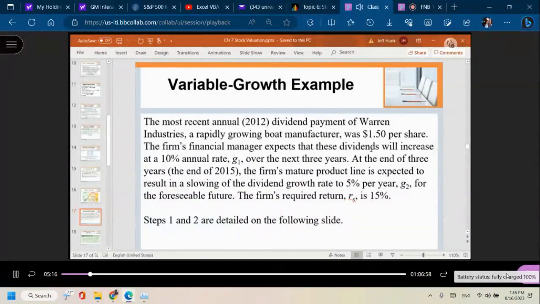The firm's financial manager expects that the dividends will increase at a 10% annual rate, G1. That wasn't G1 in the original verbiage. I put it there to distinguish between fast growth and slow. So dividends will grow at a 10% annual rate over the next 3 years. So the next 3 years will be the fast growth phase. At the end of 3 years, the firm's mature product line, mature means the growth will slow down, is expected to result in a slowing of the dividend growth rate to 5% a year, G2, the second growth rate, for the foreseeable future.